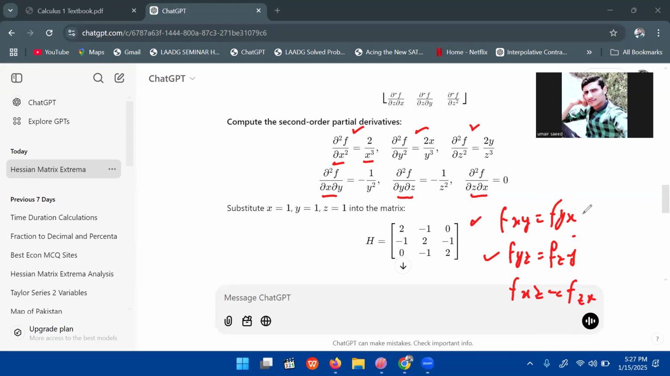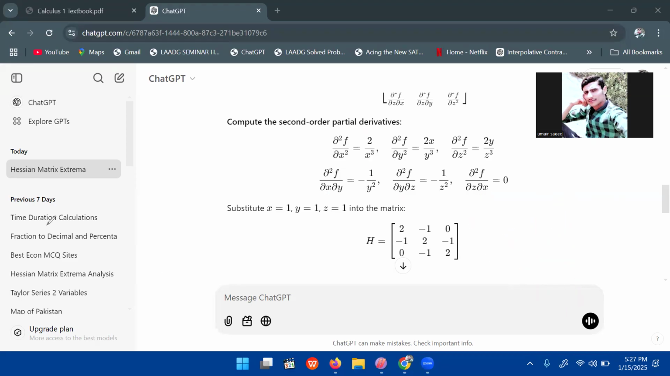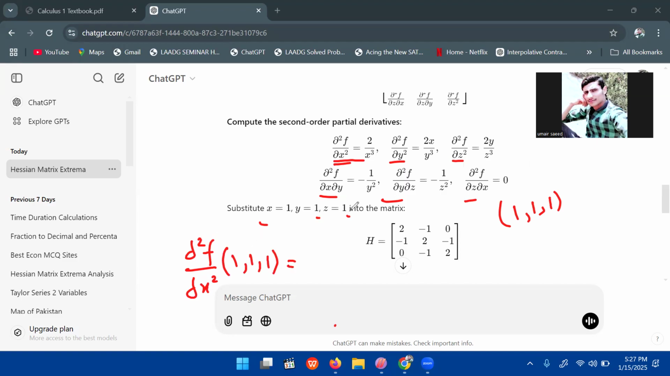After that, the results that you have obtained, like fxx, fyy, fzz, fxy, fyz, fzx, you have to put the critical point, which we have found, which is 1, 1, and 1. You have to put 1, 1, 1 in this equation, like partial square f by partial x square. You find its derivative at the point 1, 1, 1, which is 2 over x cubed. Here the value of x is 1, so it's 1 cubed. It will give you 2 over 1. It will give you 2.